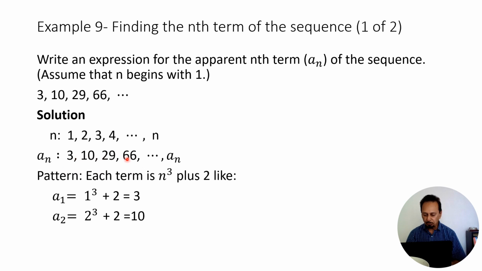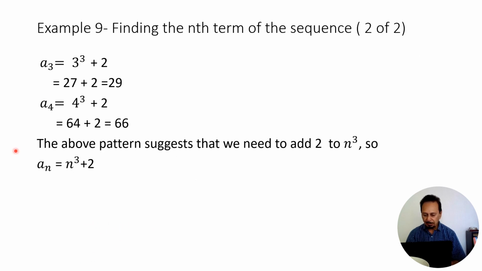So we have to look into the pattern relationship between these numbers. It seems like if I cube 1 and then add 2, it becomes 3. Then I cube 2, 2 cubed plus 2, it becomes 10. If I use 3 cubed plus 2, it becomes 29, and 4 cubed plus 2 becomes 66.